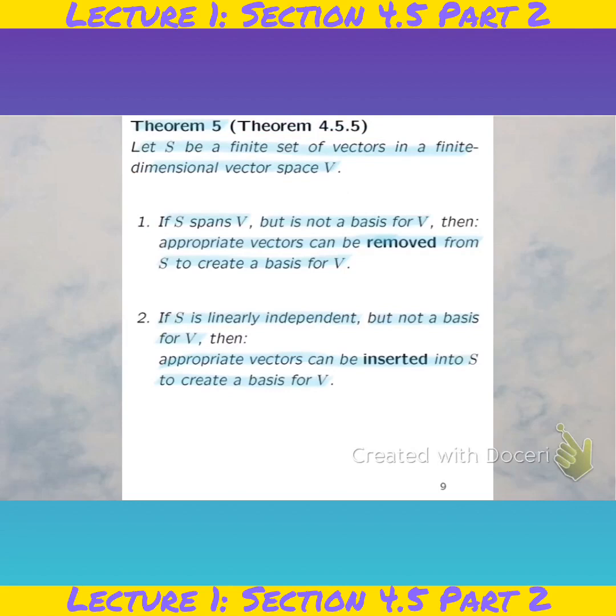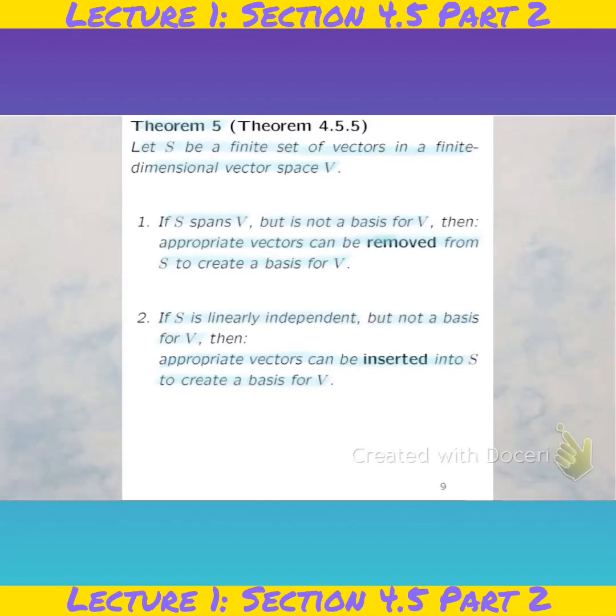Okay, so theorem 5 says that if S is a finite set of vectors in a finite dimensional vector space, and the set S happens to span V, then we can create a basis as follows. If S is not a basis yet, then it means it's not a linearly independent set. So there are vectors that are linear combinations of the other vectors in S. So I can just keep removing these bad vectors from S until I get a linearly independent set. And I will not influence the span of the set S by removing these vectors.